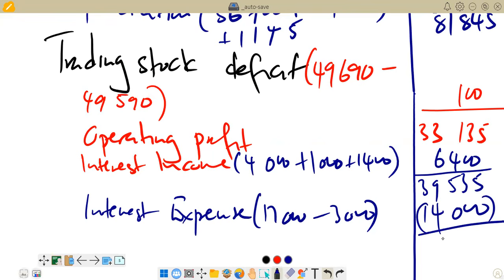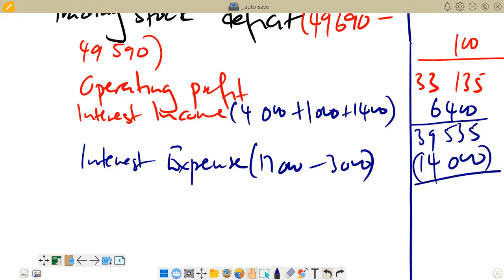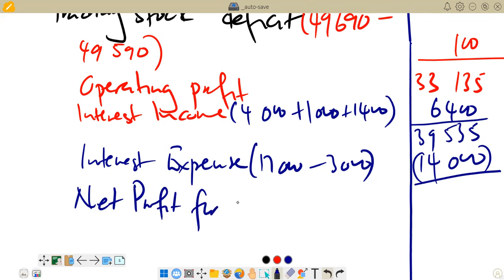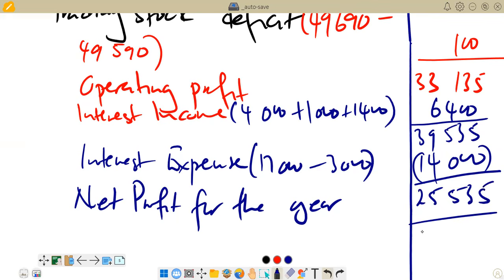Subtract it from there. The figure that you are going to get now becomes the net profit for the year. So we are saying 39,535 minus 14,000. Get 25,535. So this becomes our net profit for the year. So this is the final figure that we have according to our question. We've completed our income statement.